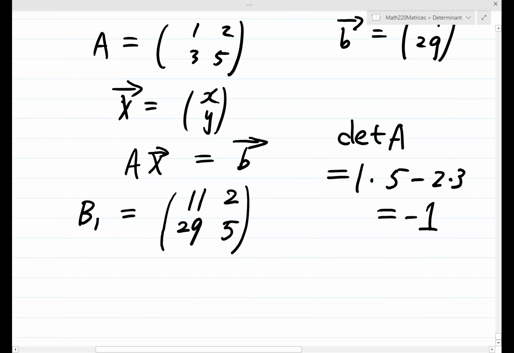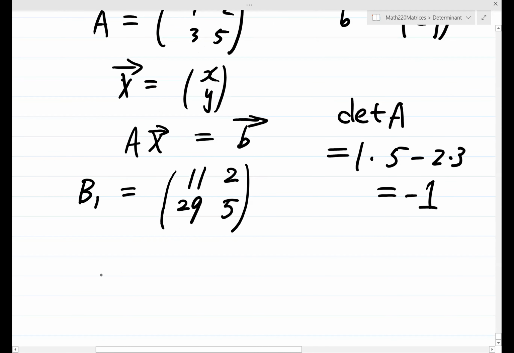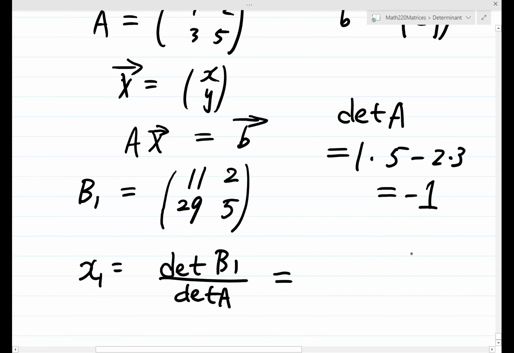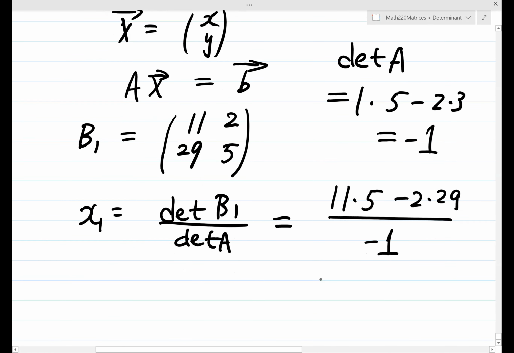Then x1 is determinant of B1 over determinant of A. The determinant of B1 you can easily check: it's 11 times 5 minus 2 times 29, which is 55 minus 58, over -1. This is -3 over -1, which is 3. So x1 is 3.